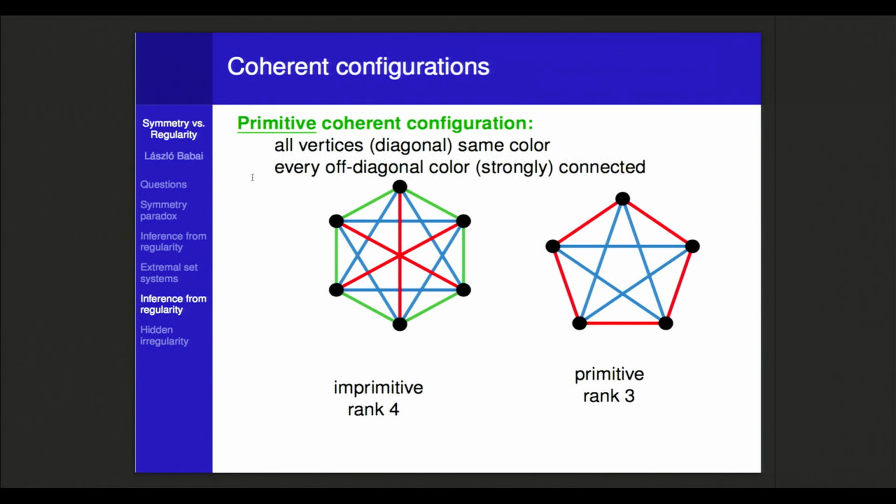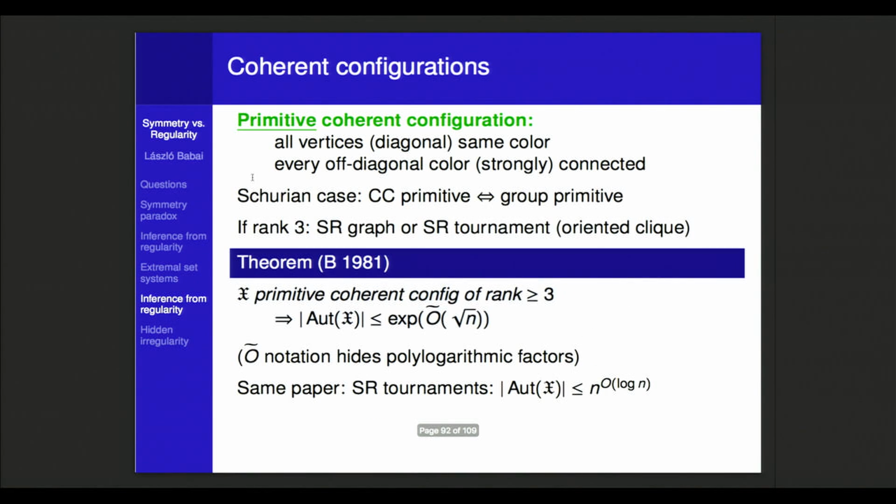Whereas here, if you look at the green off-diagonal component, that's connected, but the 2 other off-diagonal components, the blue and the red, are disconnected. Therefore, this configuration is called imprimitive. So this is a critical distinction. In a way, the primitive coherent configurations are sort of the atoms, the indivisible objects in this study, and that also has algorithmic significance. We want to use some sort of divide and conquer, and these are the ones that don't offer an immediate, obvious way of dividing them.